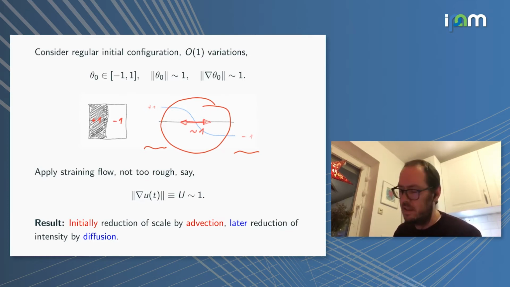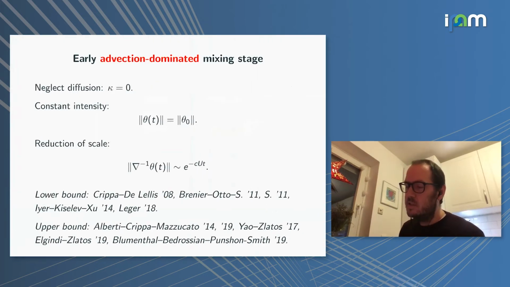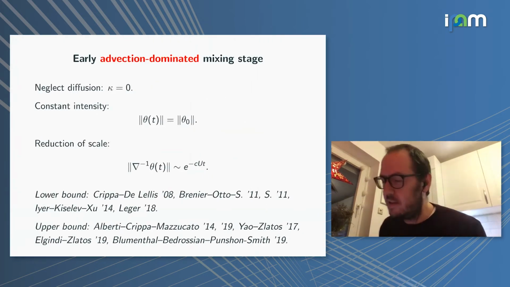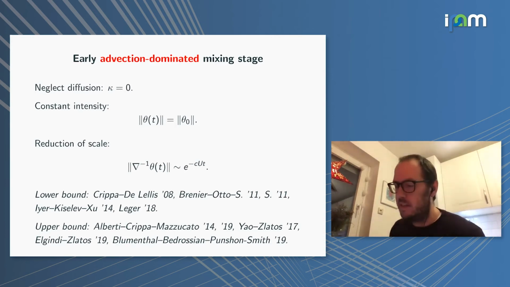And at a certain point there will be a moment when every filament I'm creating by stirring will be diffused immediately. So therefore, the way I think of it, in this oversimplified heuristic, is that at a later time we only have diffusion. So let's consider first the early advection dominating mixing state, and let's suppose really that kappa is 0, so that we have no diffusion at all initially.